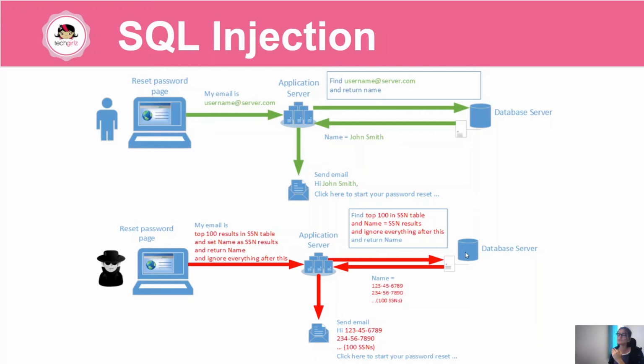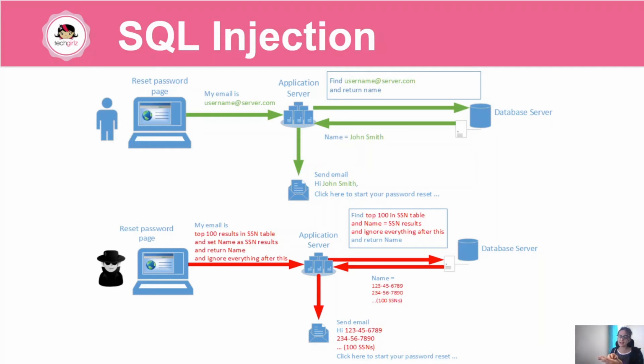The application server is going to forward this SQL query to the database. Now, the database is not intelligent. Whatever you ask of it, it's going to give back to you. So when you send an SQL query to the database, it is simply going to give you back the information. This is a very crude way of explaining how SQL injection works.